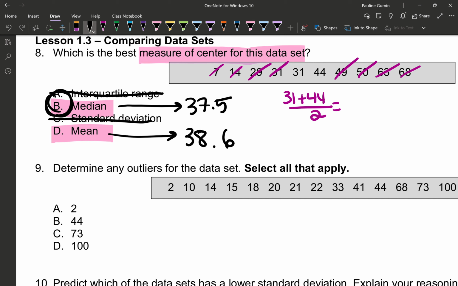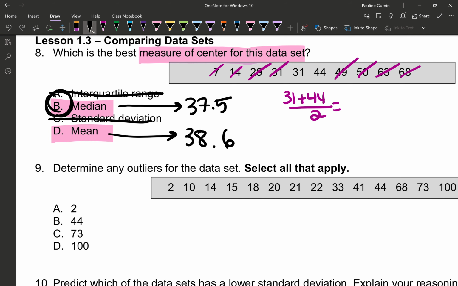Okay, sorry about that. But the median is the best choice when the data is skewed. The only time we'd be using mean is when our data is symmetric, right? So because the mean is more than 1 larger than the median, I'm choosing the median.